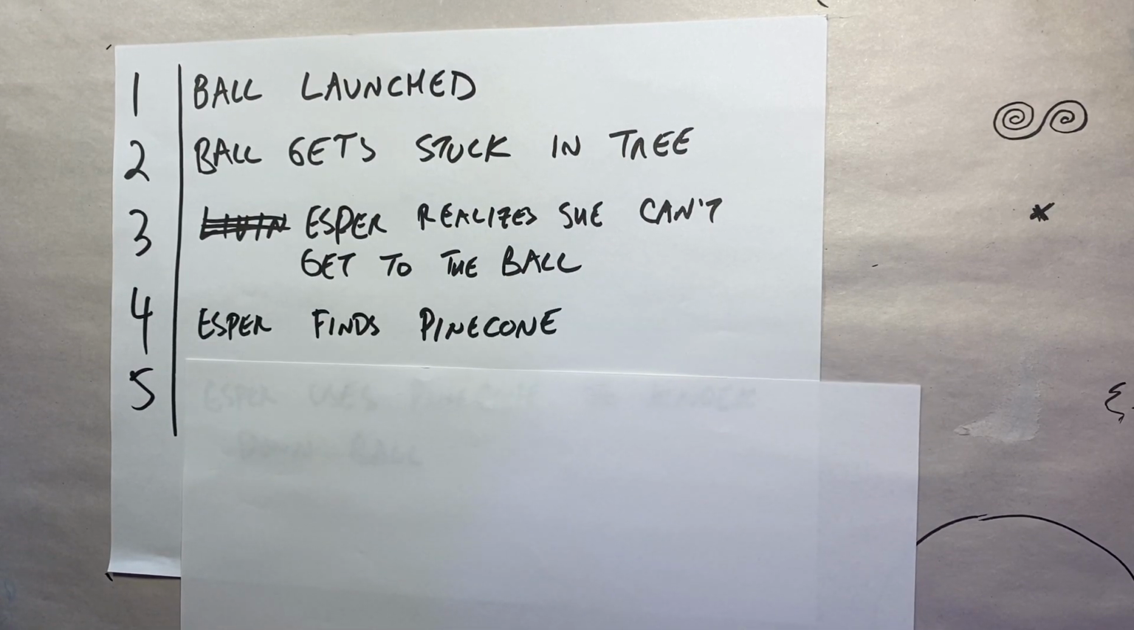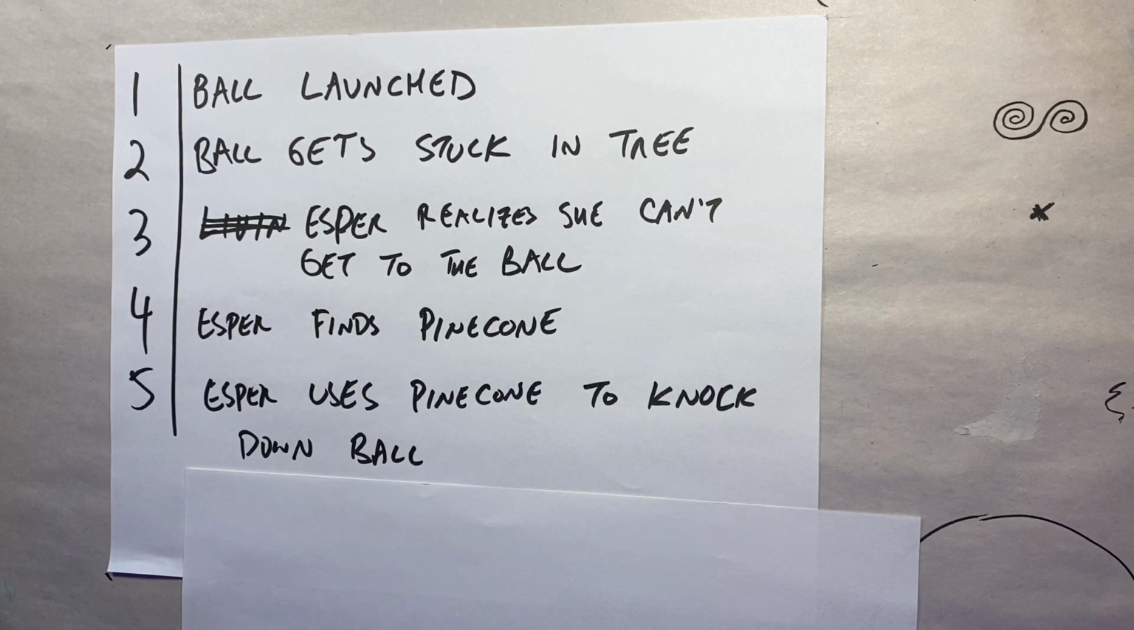Number 4, where I introduce the fix. Esper finds a pine cone. What was she going to do with it? Number 5, the resolution. Esper's going to use the pine cone to knock the ball down. So I'm going to have her put it into the ball launcher and launch it out and dislodge the ball from the tree.